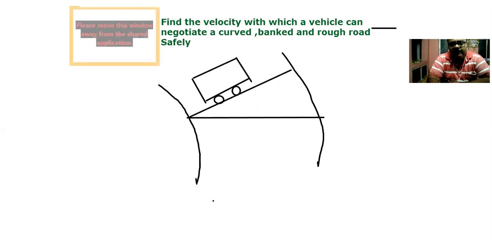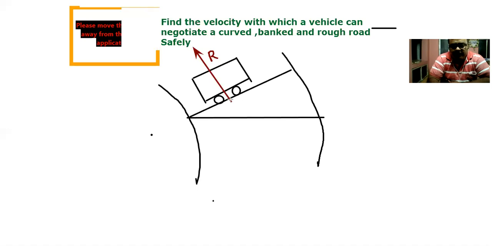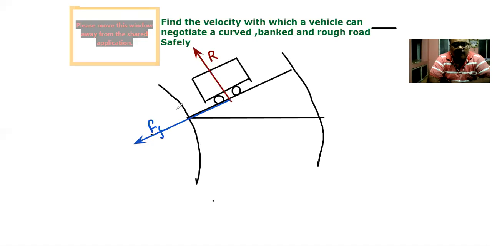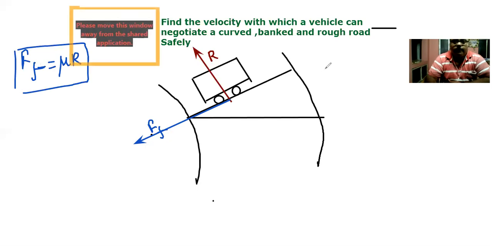Now children, while doing this, what you should do first is try to draw the reaction. So step 1 will be drawing the reaction. Then you know that frictional force is always perpendicular to the reaction. So this is the reaction and this is my frictional force. And you know that frictional force is equal to mu times the reaction.